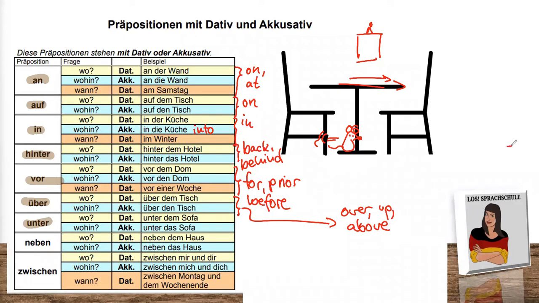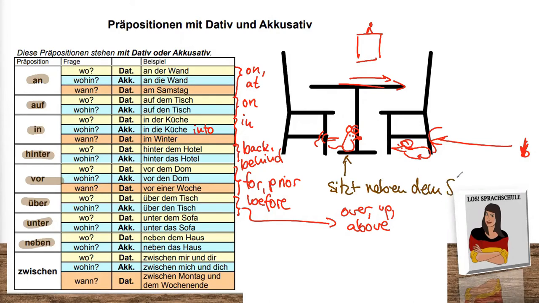If a mouse is coming, like running under the table for some reason, we have to say, die Maus rennt unter den Tisch. She was here before and then she changed her position to under the table. Neben means next to. Now we can say, diese Maus sitzt neben dem Stuhl. For example, this mouse sits next to the chair.